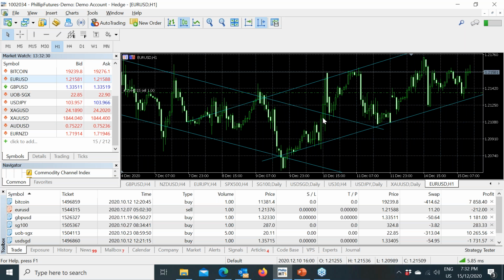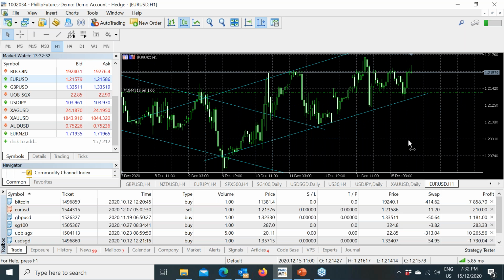Once you draw channels, you can see a good place to buy here, and then buy here. And if you want, you could short sell, and maybe a short intraday sell here, and maybe here.